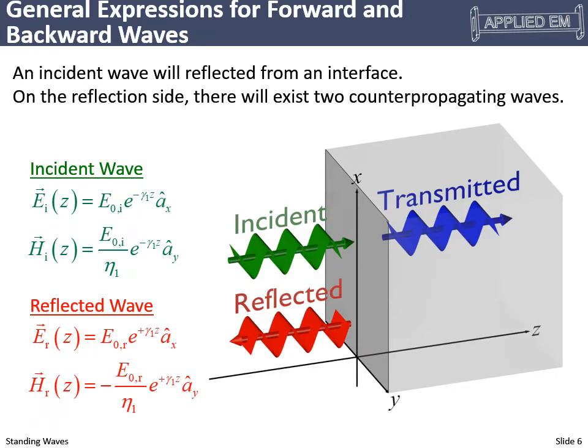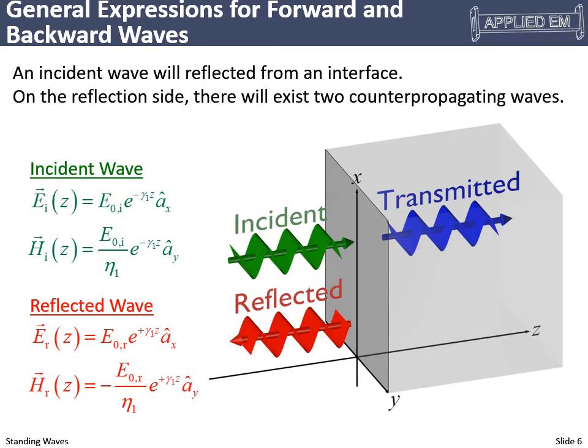So let's set up our problem. We have this configuration with an incident wave, a transmitted wave, and a reflected wave, and that's what we've been talking about. And on the left, we have our expressions for all of those waves. For the magnetic field, we're expressing that as the amplitude of the electric field divided by the impedance. We're doing the same thing for the reflected wave. And remember, there's a negative sign here because of the handedness.